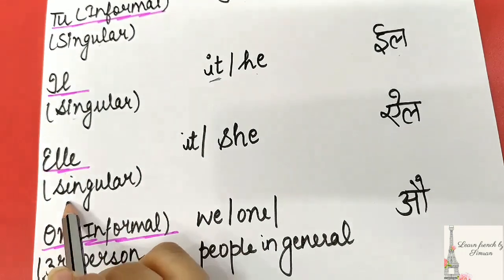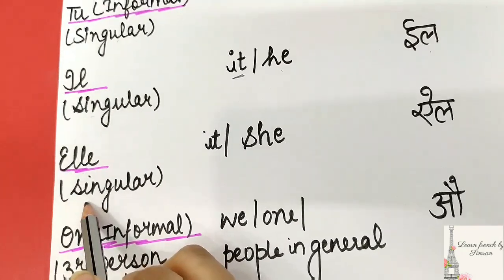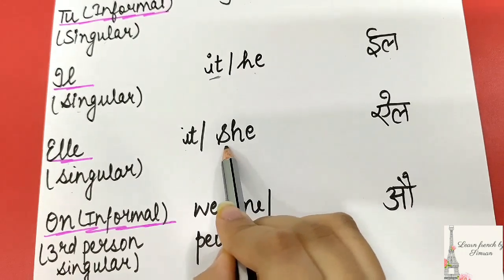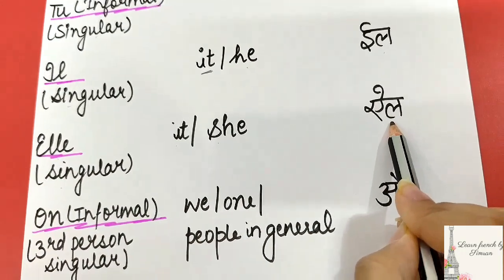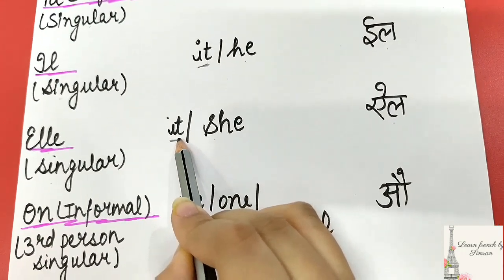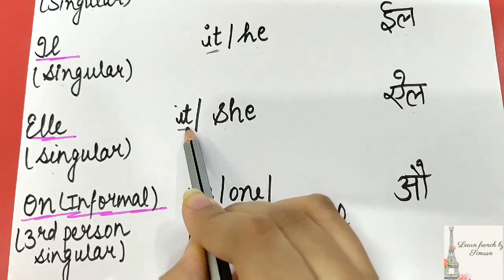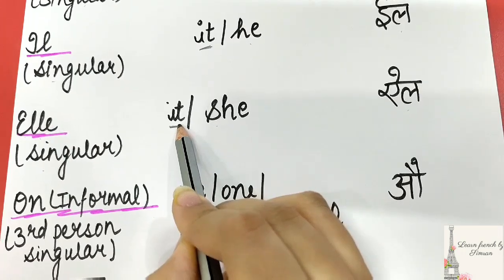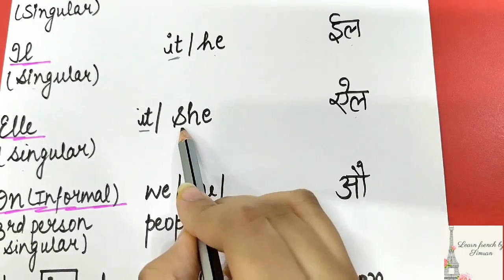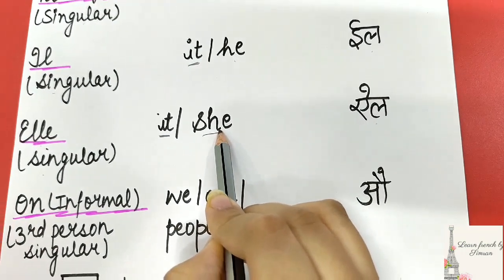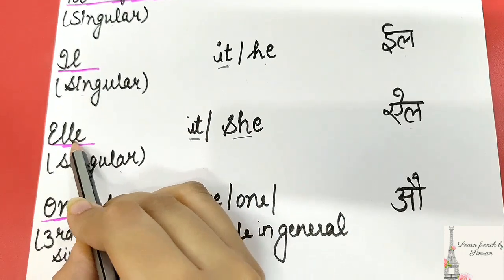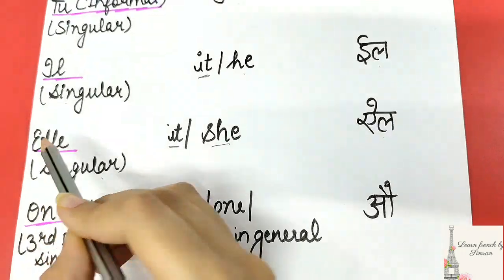Now as you can see here, I have written singular, so it will be used for singular, and "elle" means it or she. Here is the pronunciation "elle". Now I have written here also it, because you can use it for a feminine noun, means when the noun you are using it with is feminine, then you can use "elle". Or when you are referring to a female and she is only one female, she is singular, in that case you will use "elle". Okay.